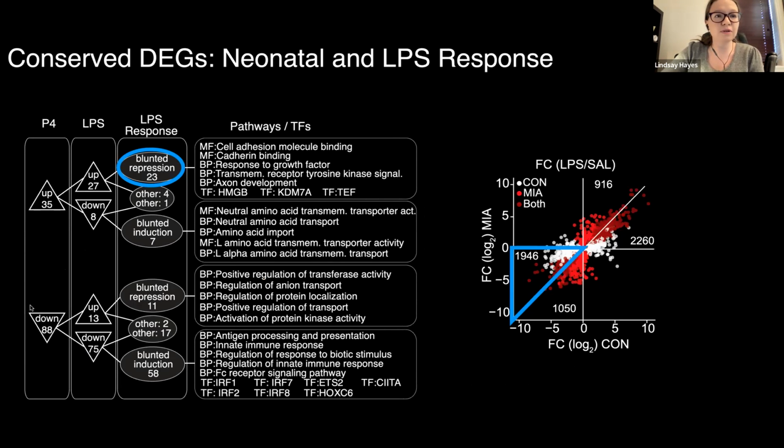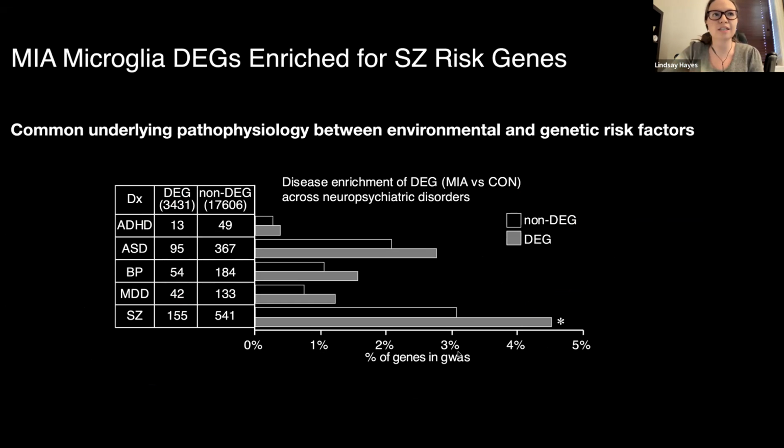Meanwhile, genes that were downregulated at P4 and also downregulated in LPS were related to this blunted induction, or the genes that fell in this quadrant here. And these are the ones that were functionally related to the innate immune response and antigen presentation, IRF response genes. So we see that there is a conserved gene expression between the response at P4, this neonatal activation, and the LPS response.